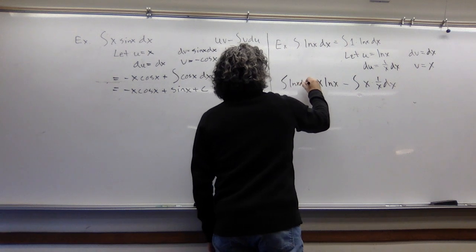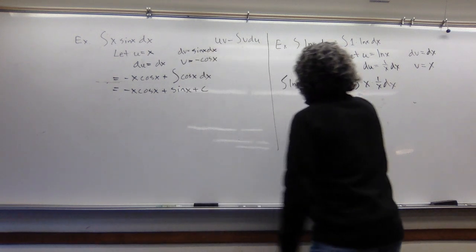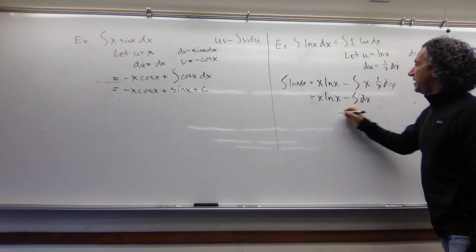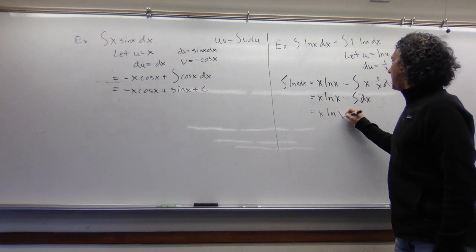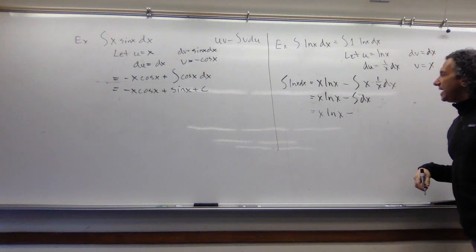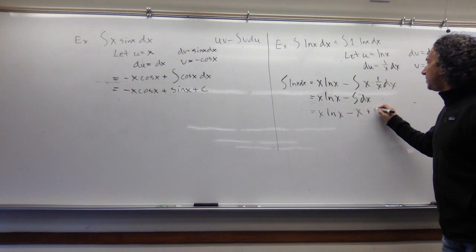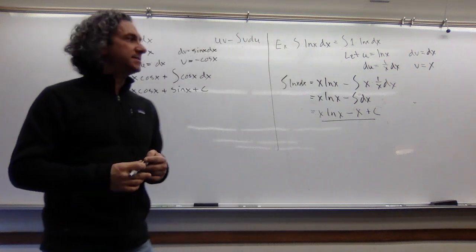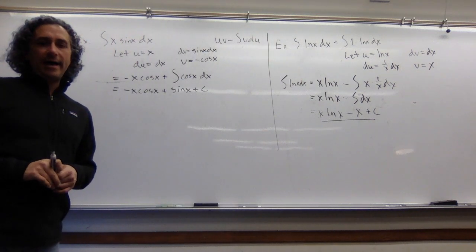So this is just x ln x minus the integral of 1 dx, and that's just x ln x minus x plus c. Boom. If you take the derivative of x ln x minus x plus c, you're going to get ln of x back.